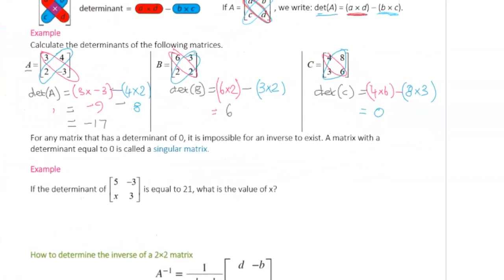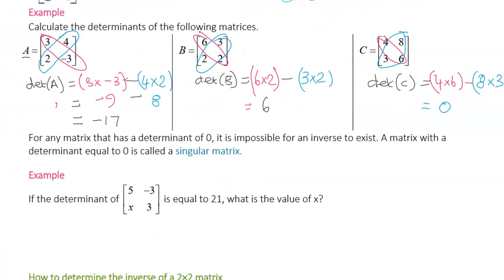Now, looking at the next sentence, for any matrix that has a determinant of 0, so the determinant equals 0, it is impossible for an inverse to exist. So a matrix with a determinant equal to 0 is called a singular matrix. So we can't do anything more for matrix C.